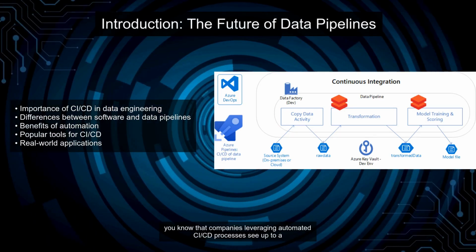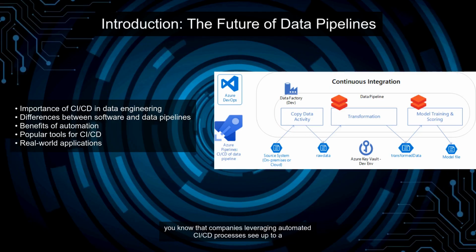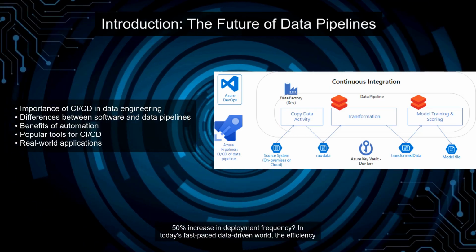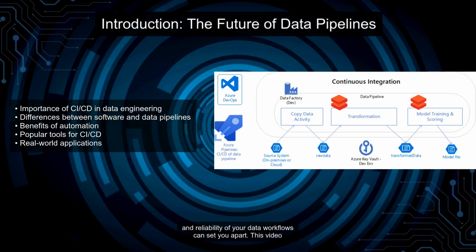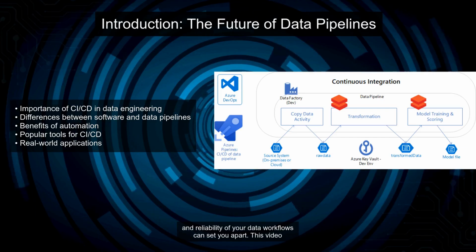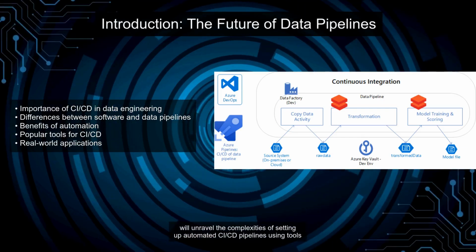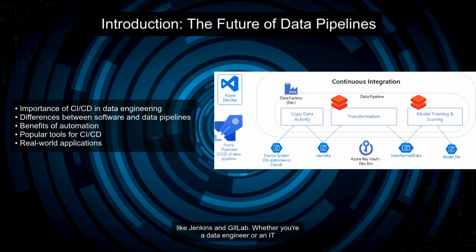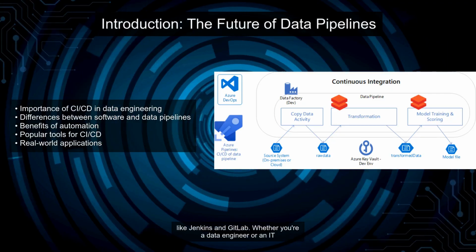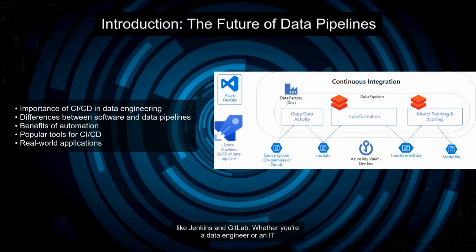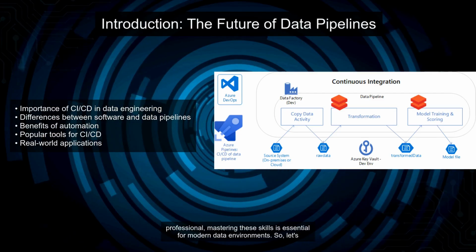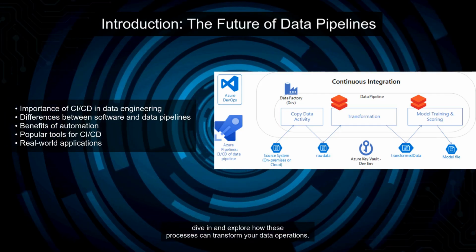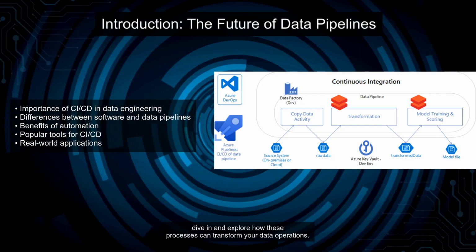Did you know that companies leveraging automated CI/CD processes see up to a 50% increase in deployment frequency? In today's fast-paced data-driven world, the efficiency and reliability of your data workflows can set you apart. This video will unravel the complexities of setting up automated CI/CD pipelines using tools like Jenkins and GitLab. Whether you're a data engineer or an IT professional, mastering these skills is essential for modern data environments. So, let's dive in and explore how these processes can transform your data operations.